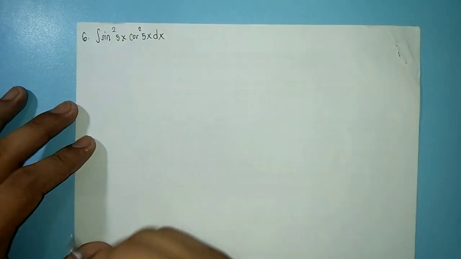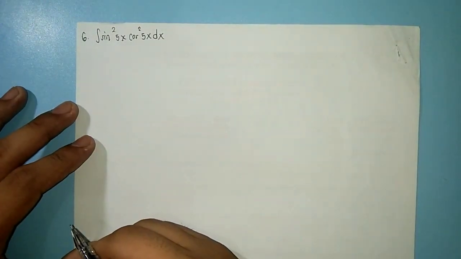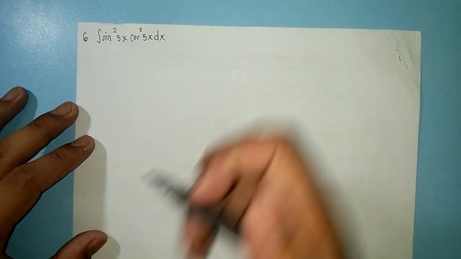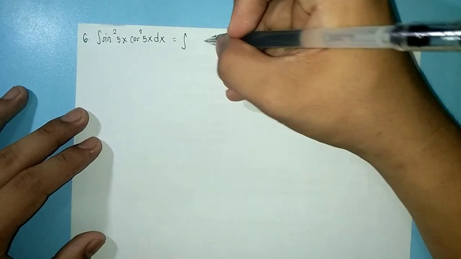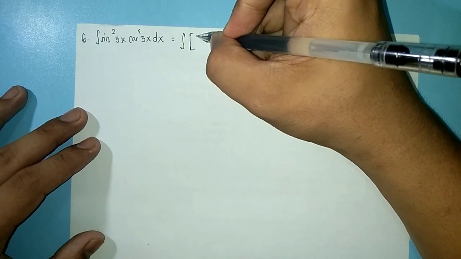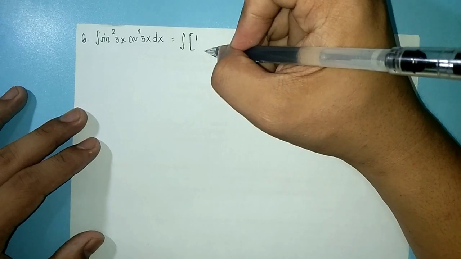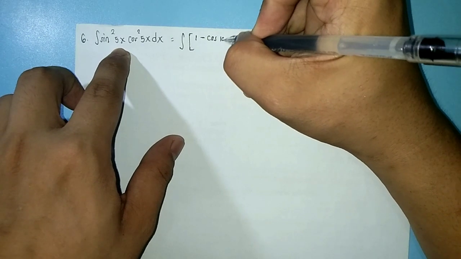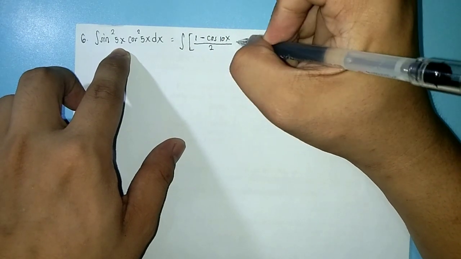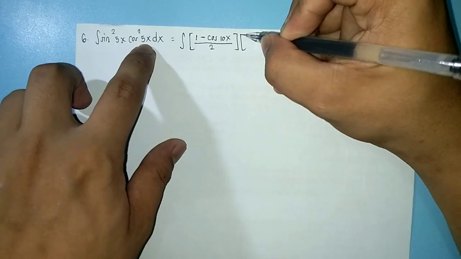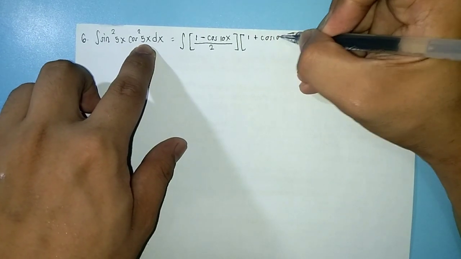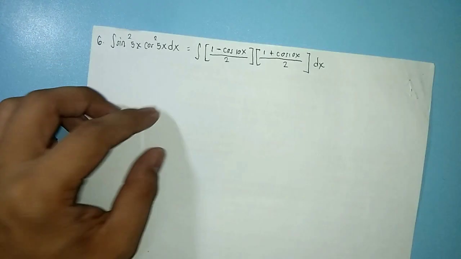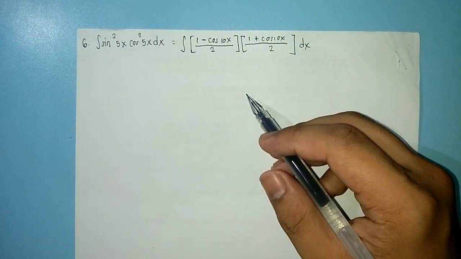Last number, find the integral of square of sine 5x, square of cosine 5x dx. So ito parehong even ulit. Pareho natin silang papalitan. Okay, so magiging 1 bracket na lang yung ginamit ko minus cosine, ita-times 2 natin yung angle, 10x over 2. Tapos 1 plus cosine 10x over 2 dx. Okay?